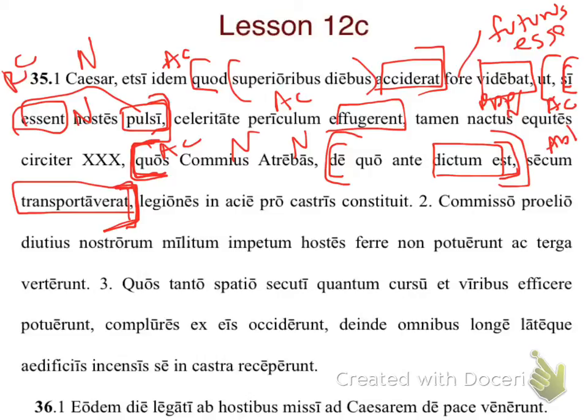Commius, like Commius of the Atrebates, had transported with himself, about which I had mentioned before. Well, literally it says, about which it had been said before. It has been said before. So I guess what he's saying is he introduced this Commius guy earlier in the narrative.